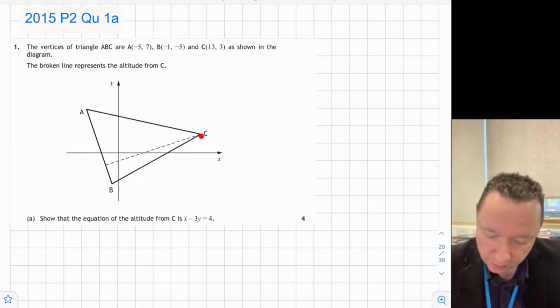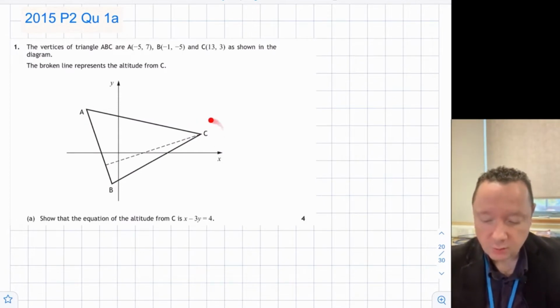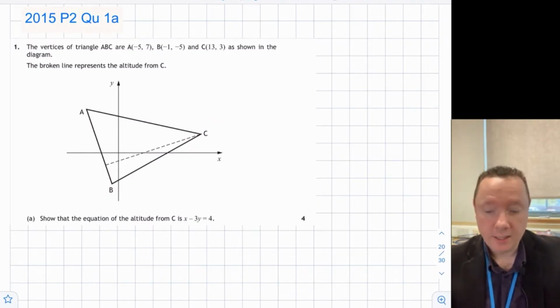So from C, we need the gradient. We're going to have to find the gradient of AB and use perpendicular lines. And then we're going to use point C with y minus b equals m(x minus a).